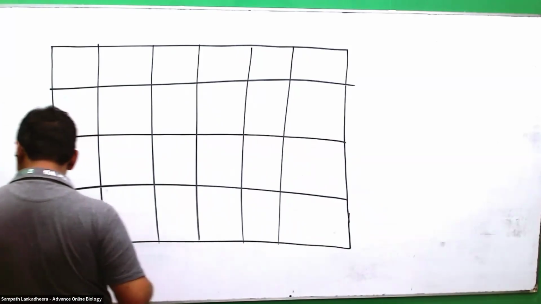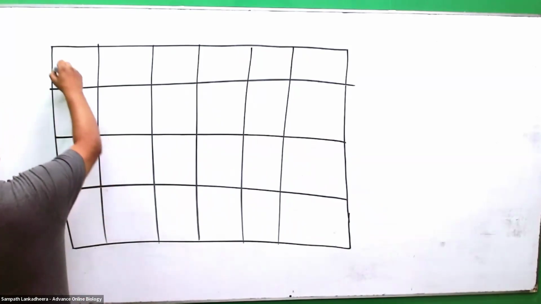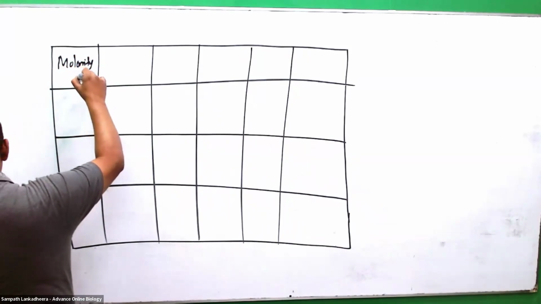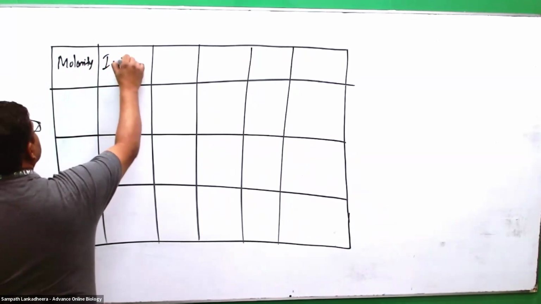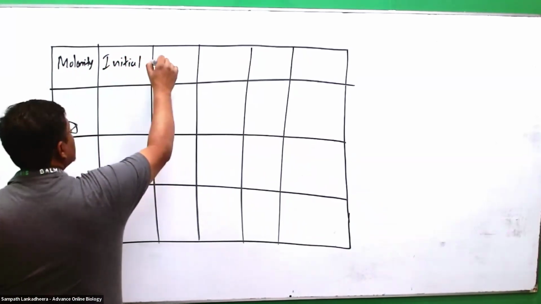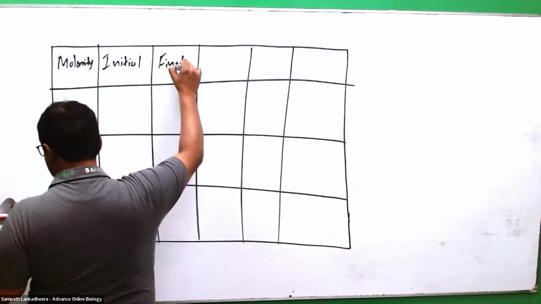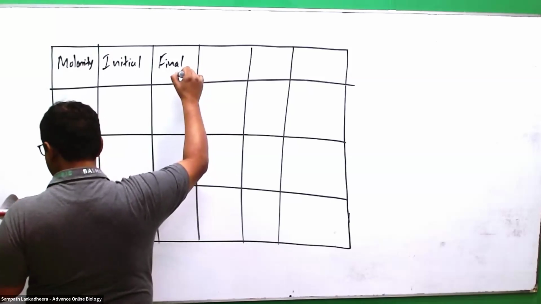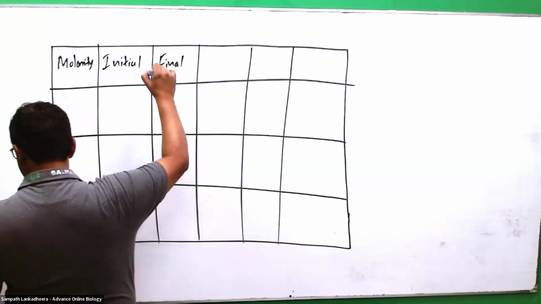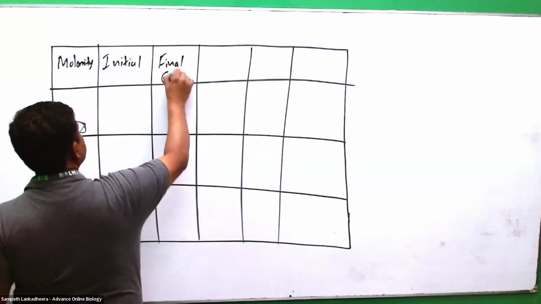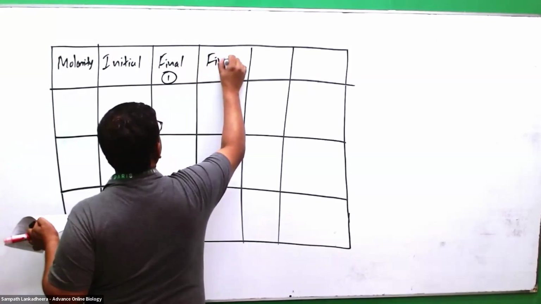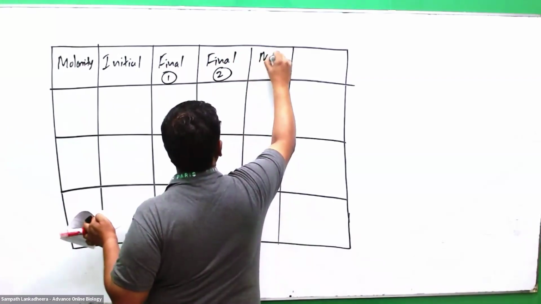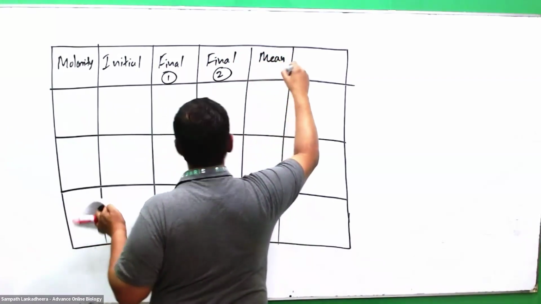Three rows present: sucrose solution molarity. Molarity of the sucrose solution. Initial length, final length. Final length in strip 1. Final length in strip 2. And then the mean final length, and the mean percentage change in length.